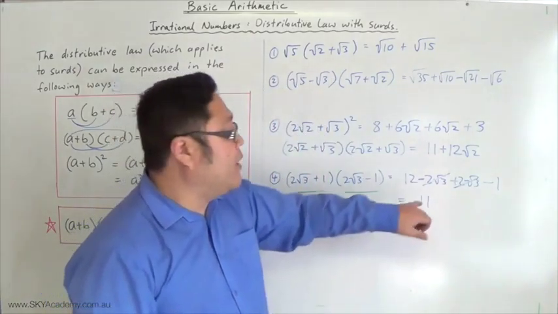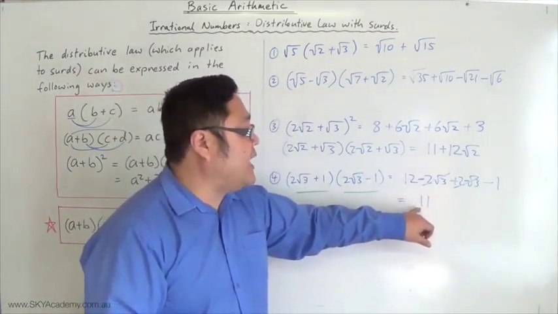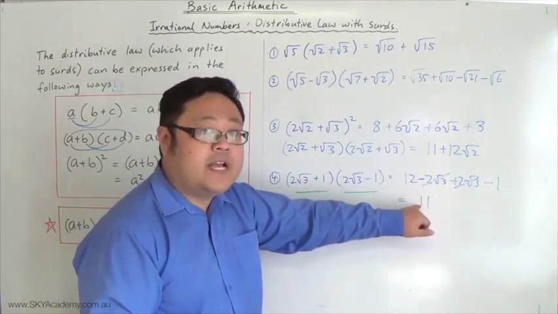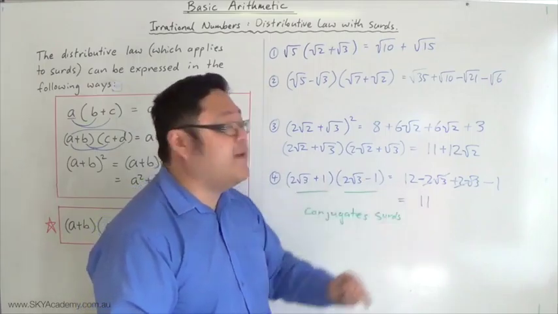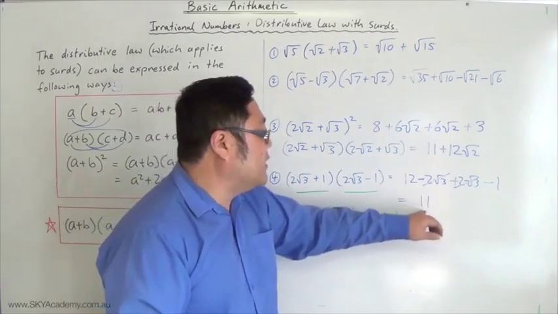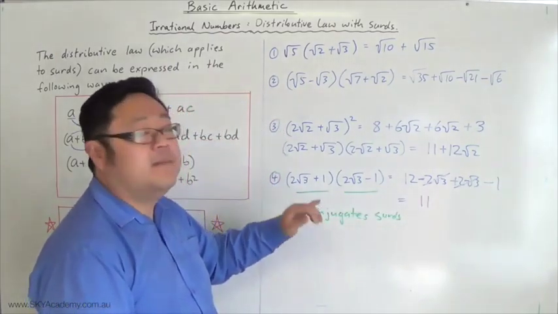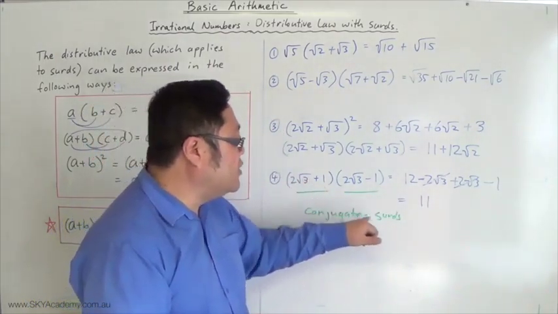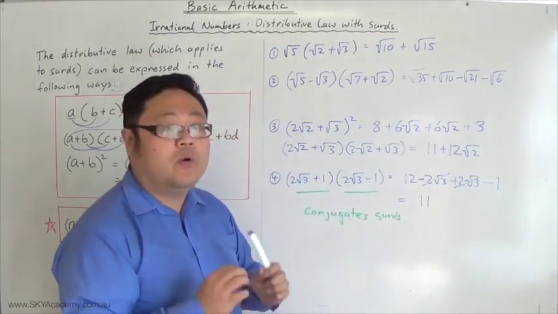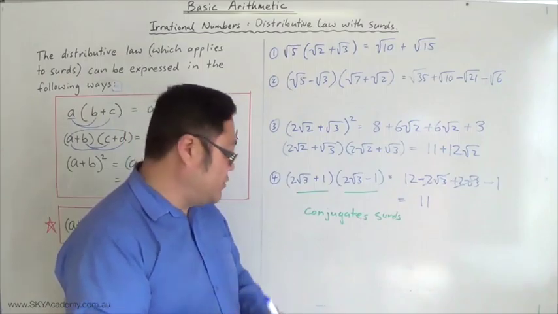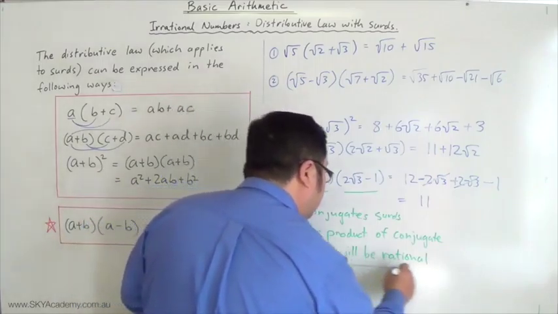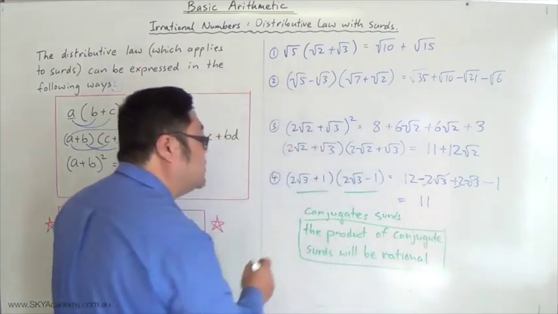Now, I want you to notice that the answer is actually a rational number. It's the whole number 11. It won't always be a whole number, but it's a whole number in this case. So it's rational. And when you multiply conjugate surds together, the answer will always be rational. That is something to remember.